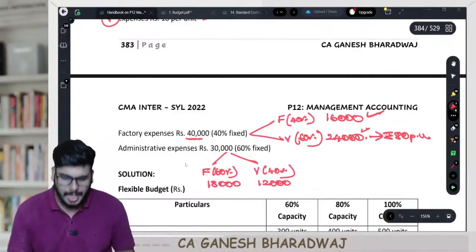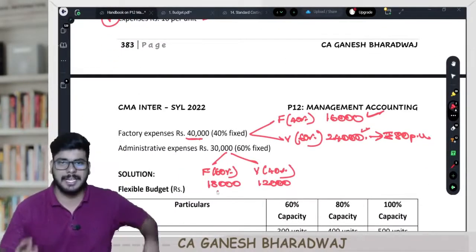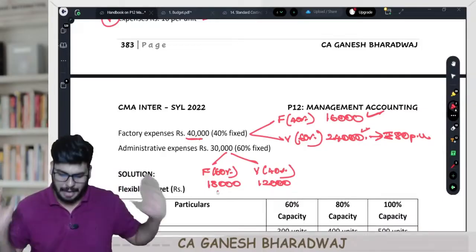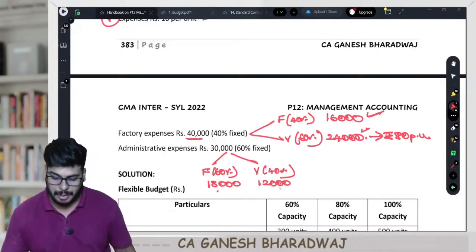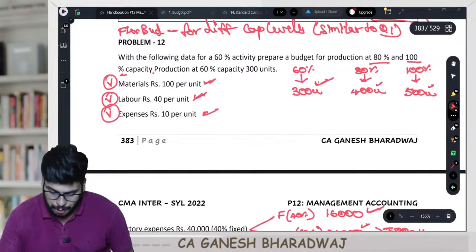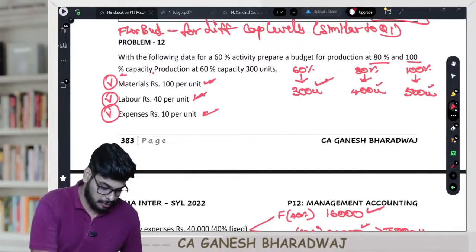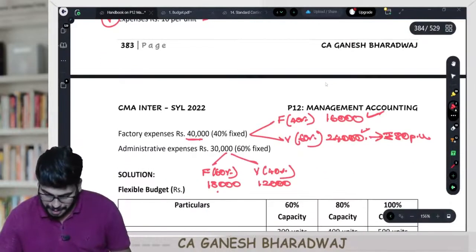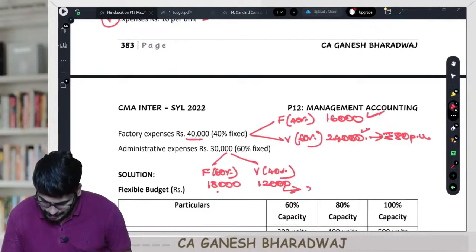Similarly, admin expenses, the fixed component is 18,000. This remains constant in value, whereas the variable component 12,000 pertains to what? An output level of 300. So 12,000 upon 300, how much is that? That's going to be rupees 40 per unit. So I will mention this as rupees 40 per unit. Are you clear with this?